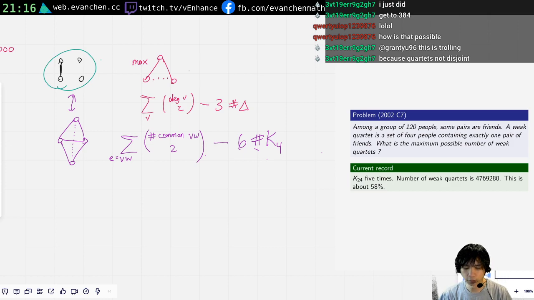Like that is a correct representation, right? If I take the complement, this is what I'm looking at. And that's a little interesting because it's sort of like minus 6K4.